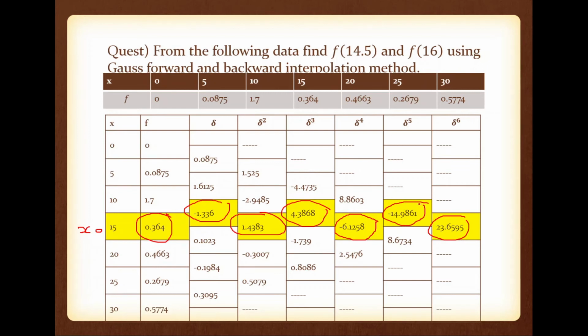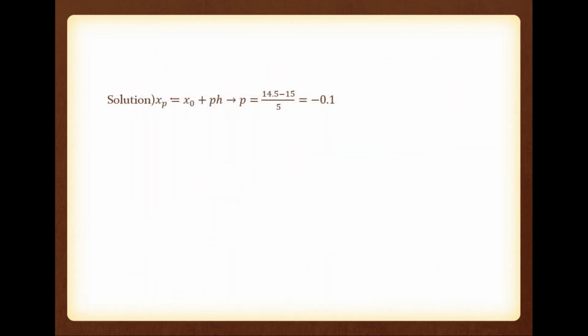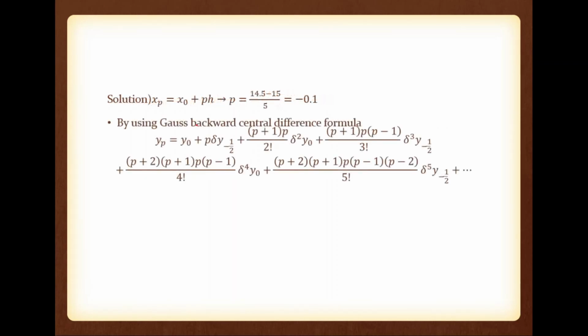Okay. So please note here xp is equal to 14.5, x0 equal to 15, h equal to 5. So p equal to 14.5 minus 15 divided by 5, that is equal to minus 0.1. So what is the Gauss backward formula?